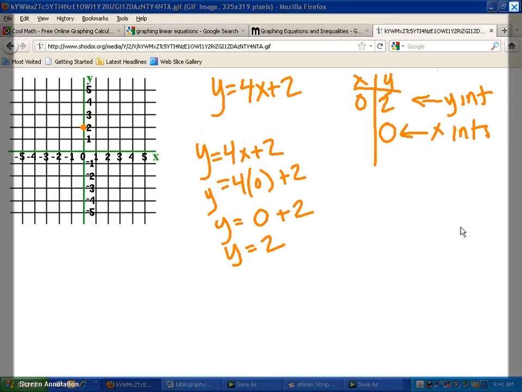Okay, so now I'm going to rewrite my equation, and I want to solve for my x-intercept, which means that my y is 0. So I want to plug in 0 for y, and I want to solve my equation. Now this goes back to the last chapter. This is supposed to be a 4.